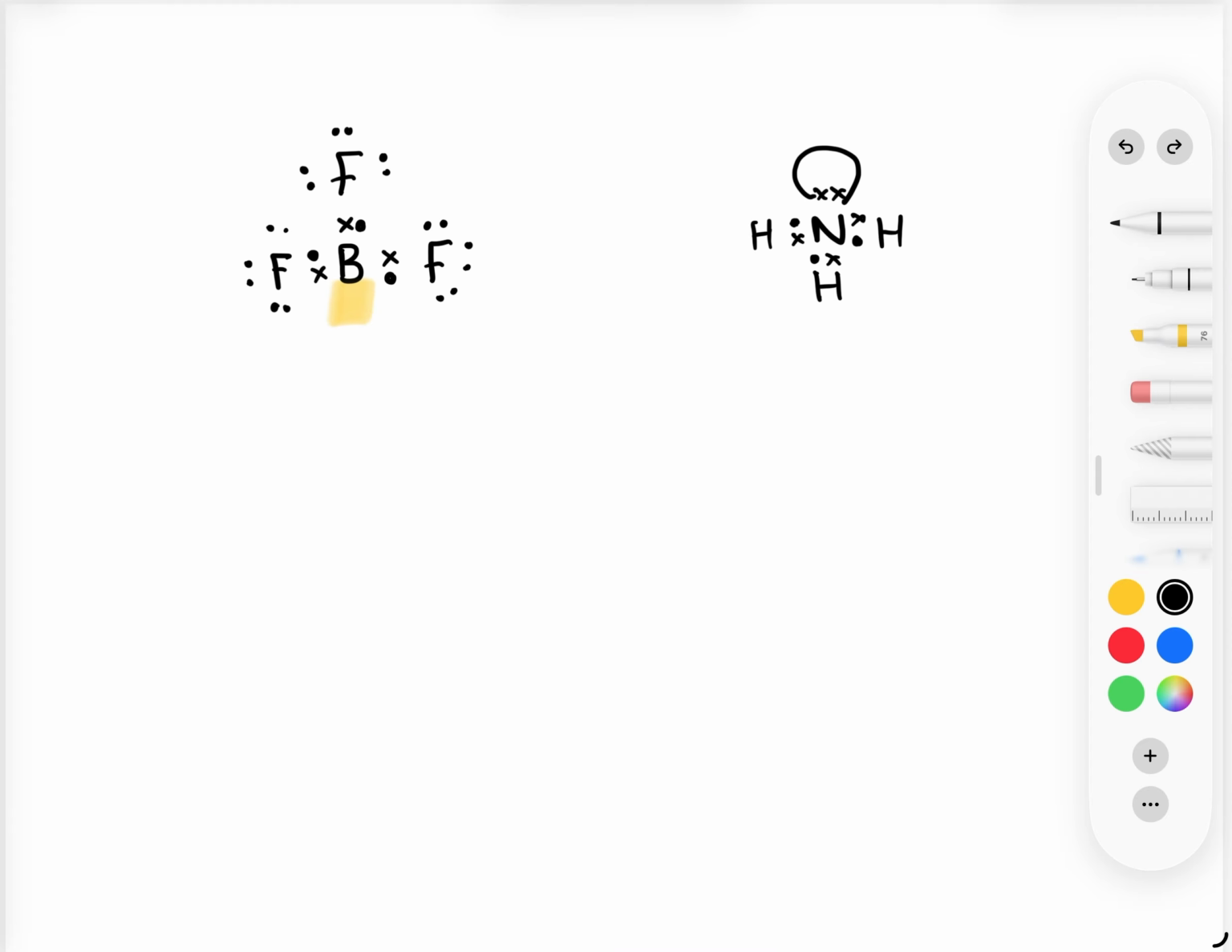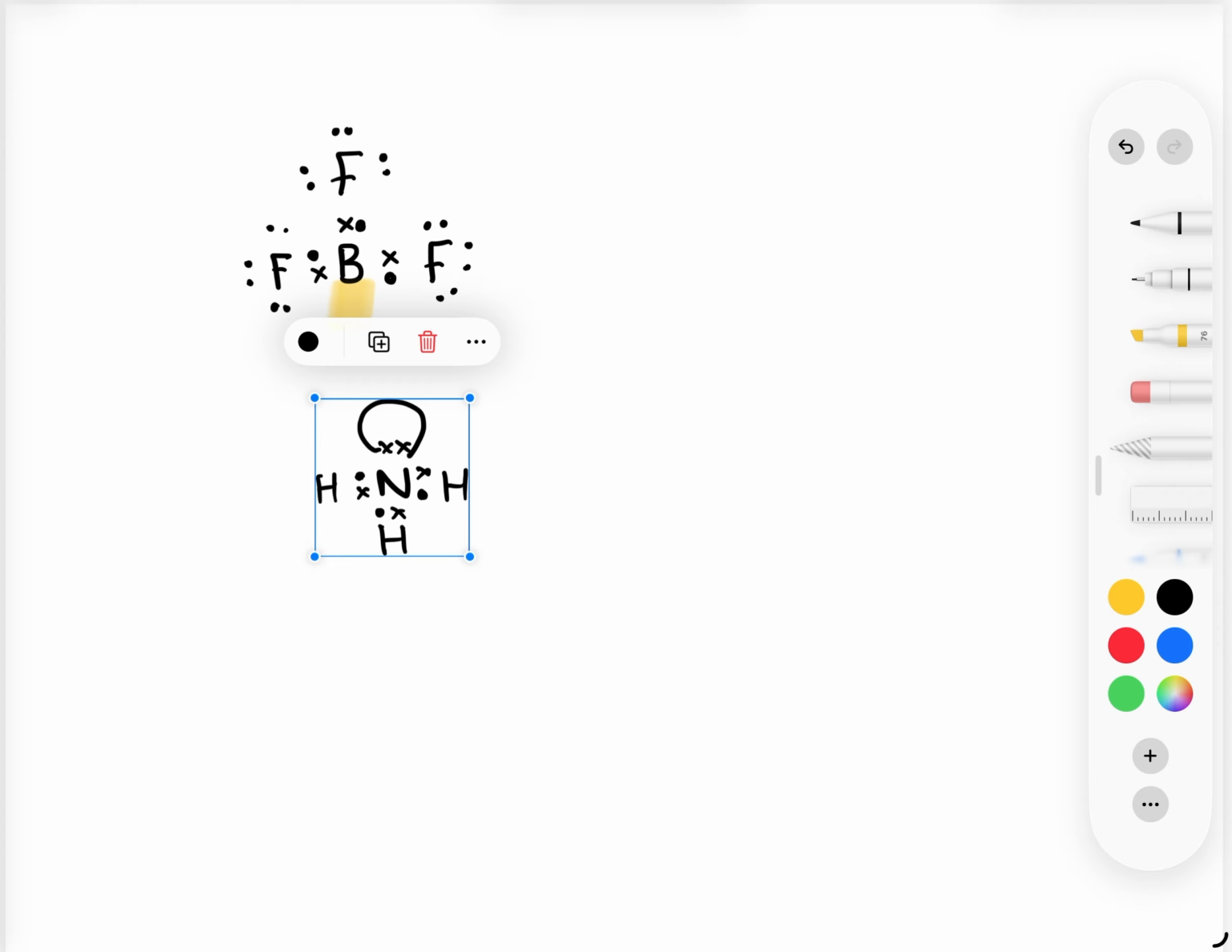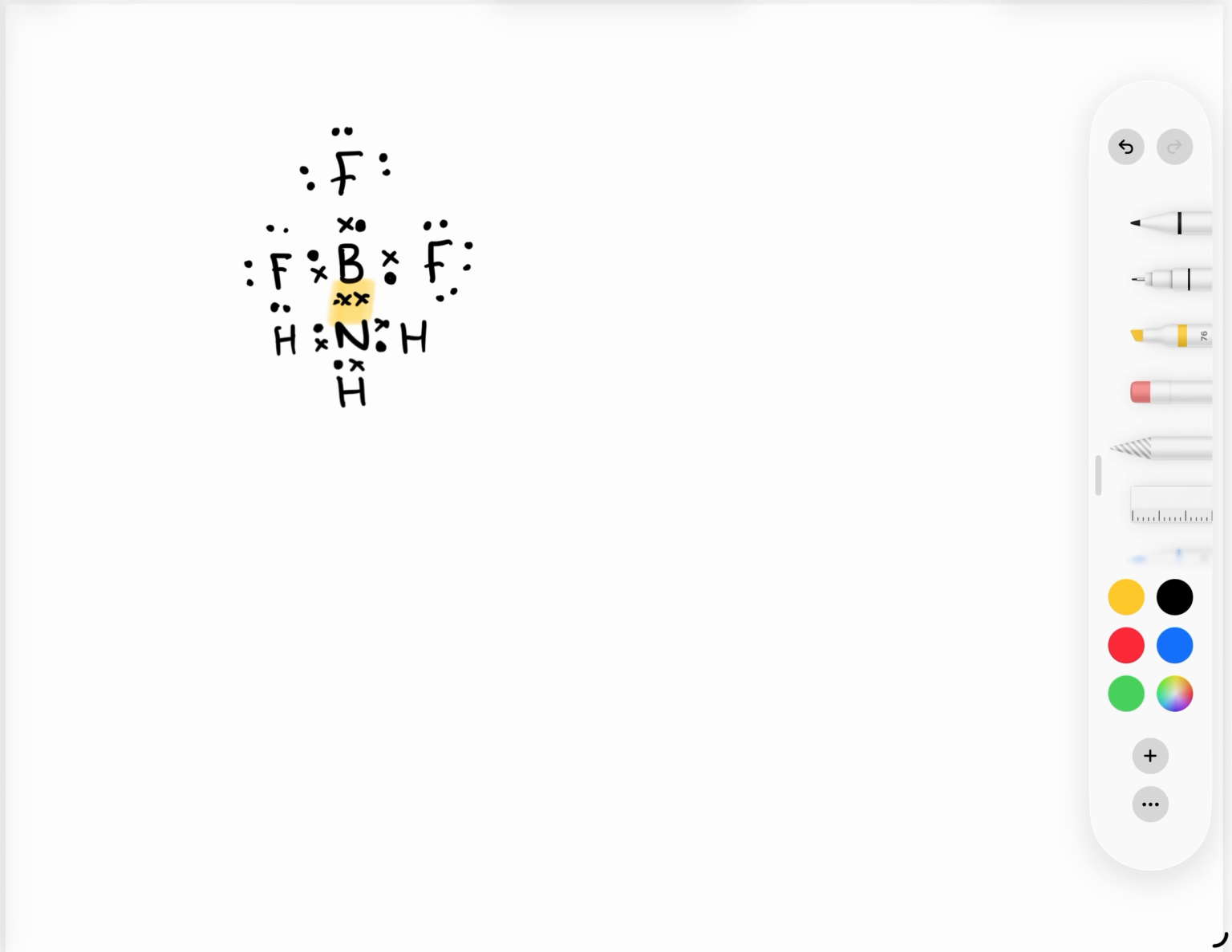So what can happen is that a molecule like ammonia that has a lone pair can come and share that lone pair. I just removed that orbital. It can come and it can share that lone pair with the boron, but both electrons in the shared pair are now coming from just the nitrogen. This is called a coordinate bond.